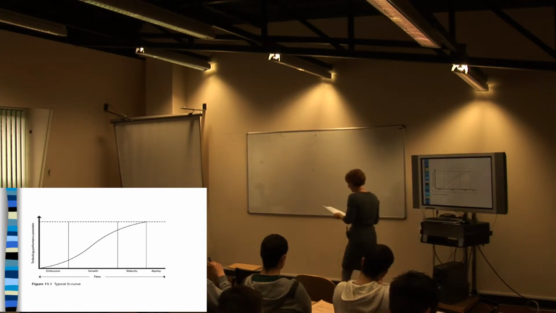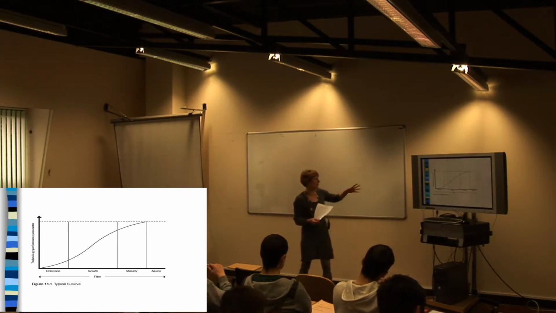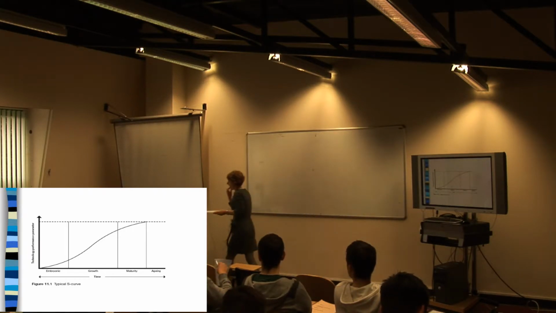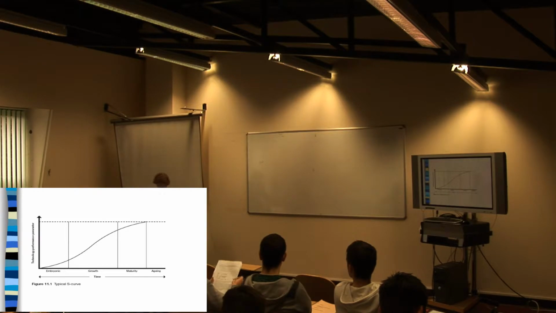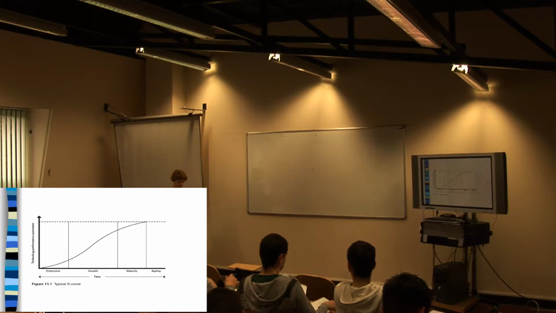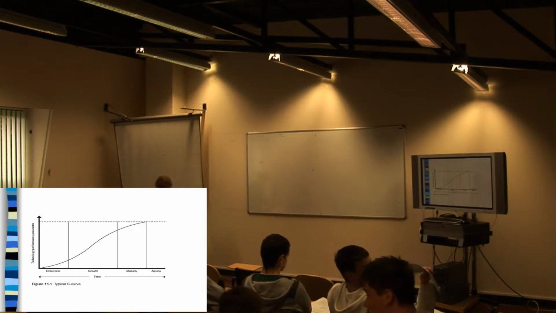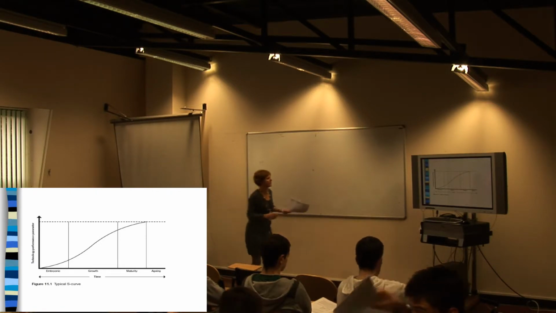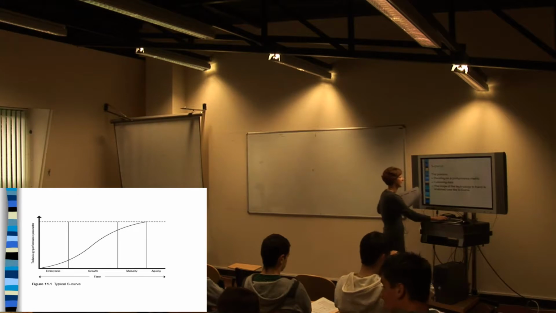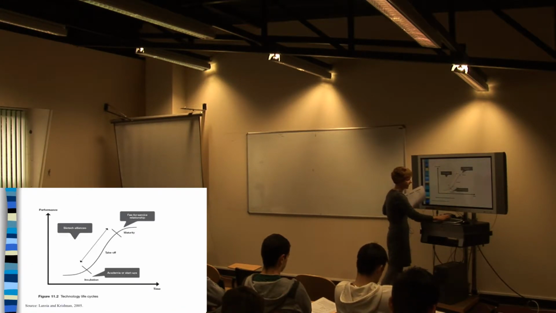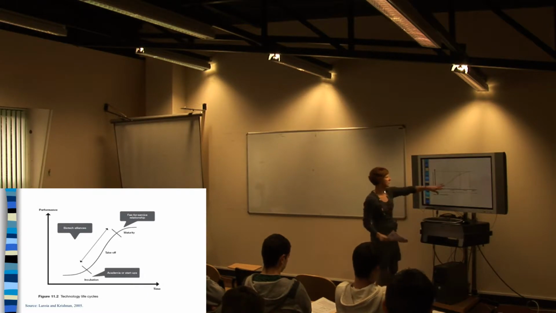Typically, the S-curve is broken into 4, or very often you'll just see 3 phases on it. A lot of people will just look at incubation, takeoff, and maturity, okay? But you can break it down into 4 different things.